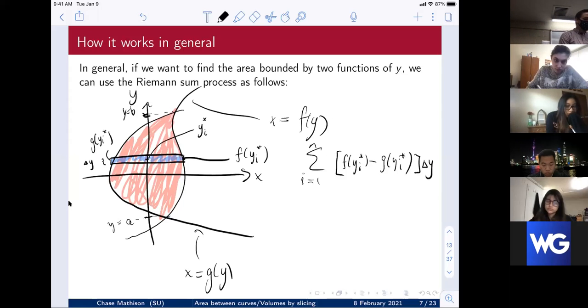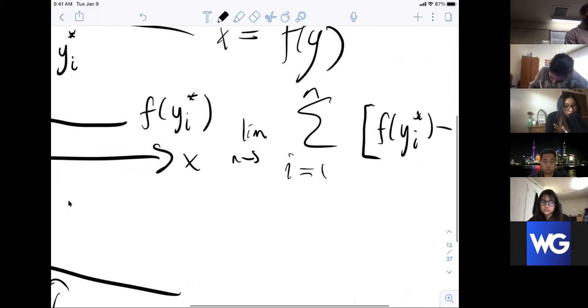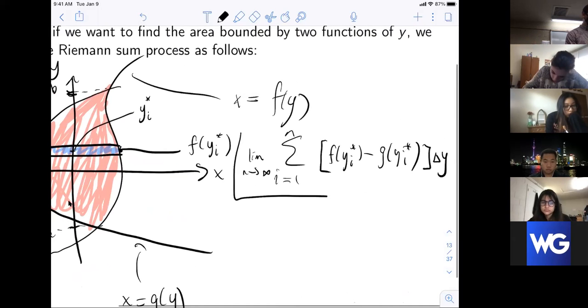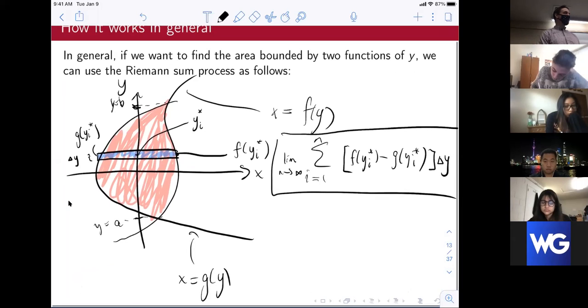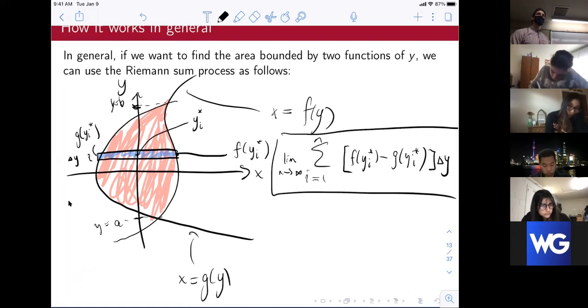Okay. The sum gives me the approximate area. If I want the exact area, then I take a limit. As n goes to what? Is it as n goes to 0? Infinity, right? I'm taking the limit as I'm using more and more of these rectangles. So I want the limit as n goes to infinity of the sum of f of yi star minus g of yi star times delta y. This is the exact area of the region bounded by these curves. But then what's another way we can write this limit of this sum?